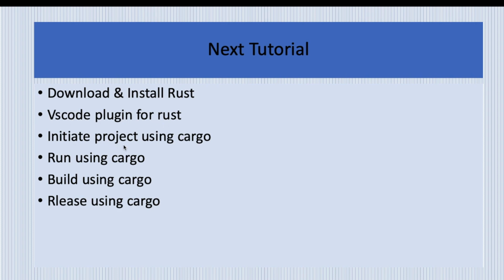Then how to initiate the project using Cargo. Cargo is a kind of equivalent to Python pip. Python has pip, a module which helps with packaging, installing and configuration. So in Rust we have a similar equivalent thing called Cargo. How to run your code using Cargo, how to build your code using Cargo, and how to release your package for production deployment, or create the binaries using Cargo. We'll also see that.